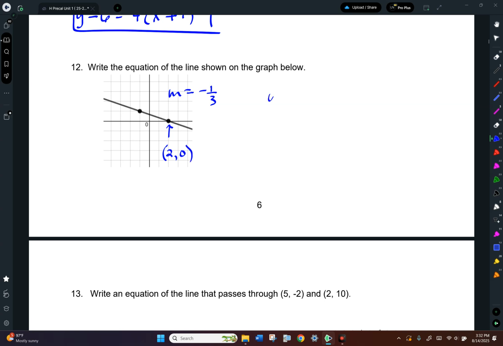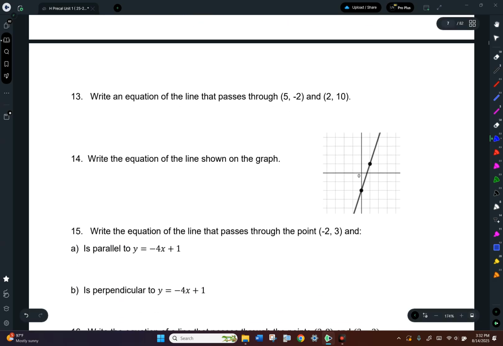So I'm going to say y minus 0. And no, you don't have to write that. I just wanted to show you that I was doing it. Equals m. And then x minus, my x coordinate is 2. So that is an acceptable equation. That's not the only one. Maybe I had used this point instead, okay? So it might have looked different, but it would have been equivalent, okay?